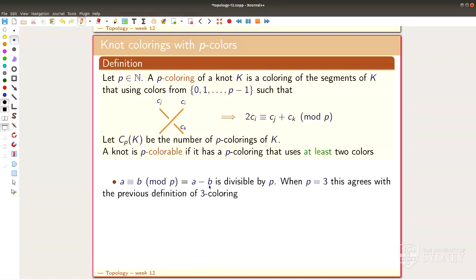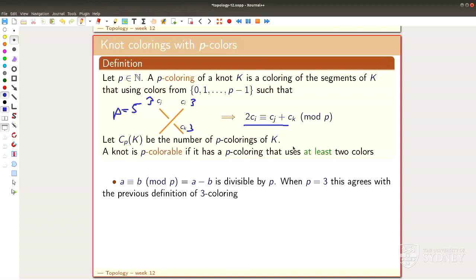We get the number of colorings, Cp, of p-colorings, and we call the knot p-colorable if it has a p-coloring that uses at least 2 colors. Again, the same idea. So we have the monochromatic colorings, which always make sense here. If you color anything here with whatever, let's say p is 5, I can color everything with 3. And of course, this equation is satisfied because 2 times 3 is certainly congruent to 3 plus 3. So the monochromatic colorings are always colorings, and then you have other ones.